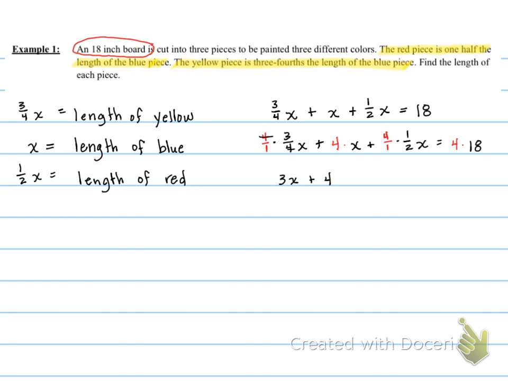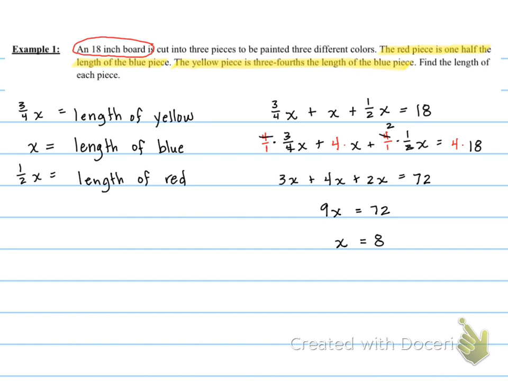So those 4s will cancel, and we've got 3x plus 4x equals, so 4 divided by 2 is 2 times 1 is 2, so 72. So we'll combine like terms on the left. 9x equals 72, and divide both sides by 9. So x equals 8.